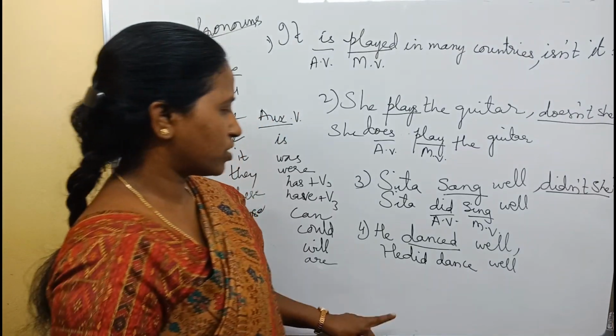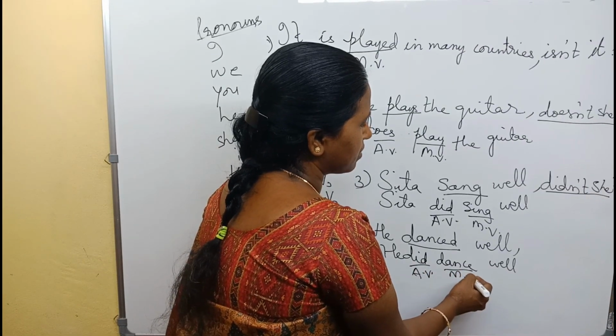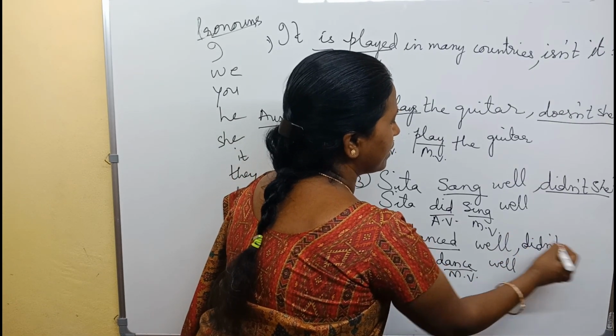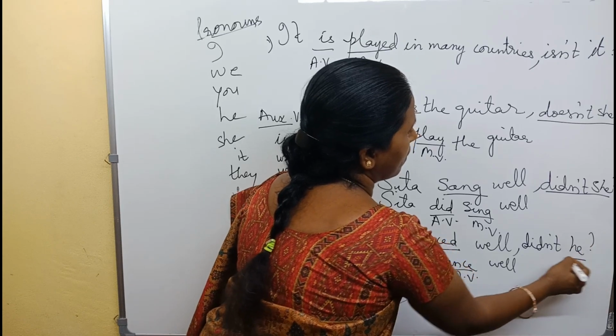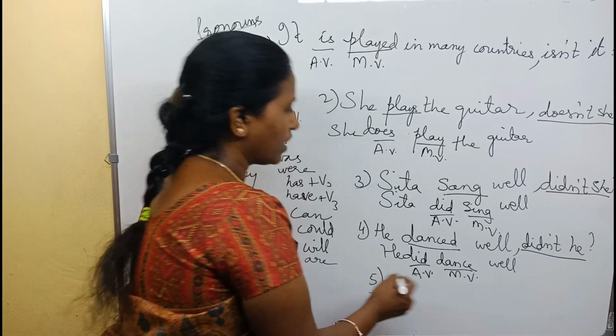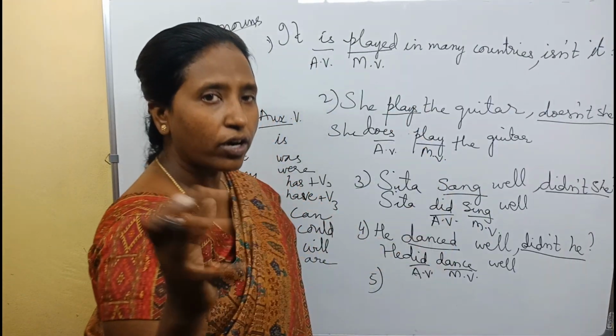So what will be our question tag? Our auxiliary verb is did and dance is our main verb. So our question tag will be didn't he? Okay. Then I told the previous one. If there is neither the D or the S, ordinary one.